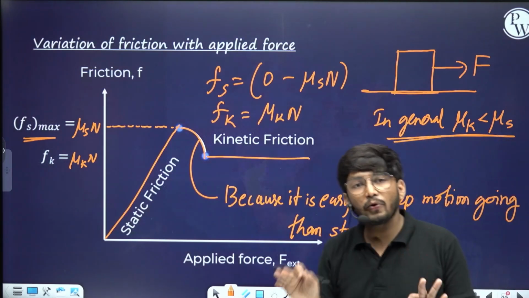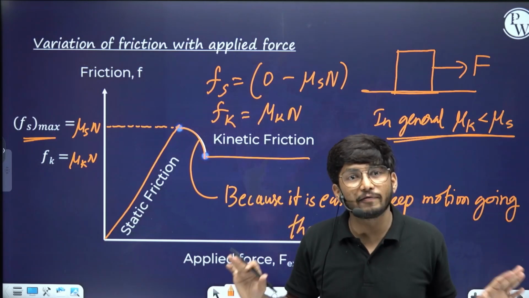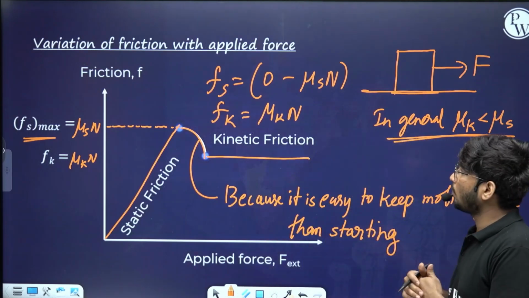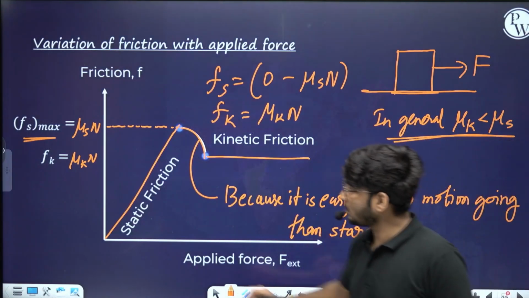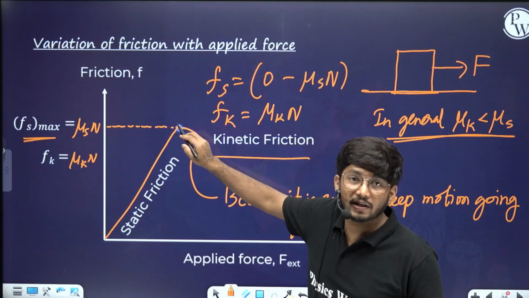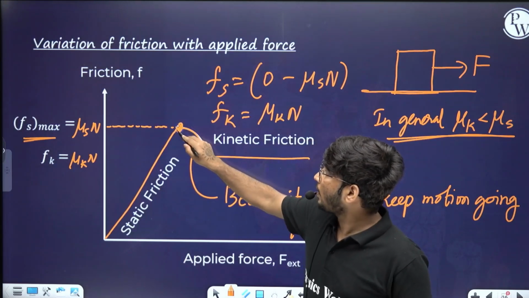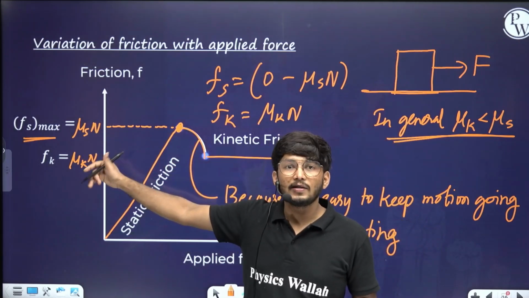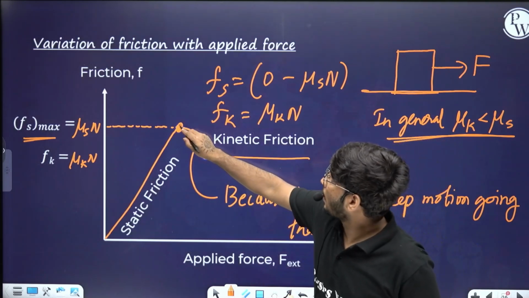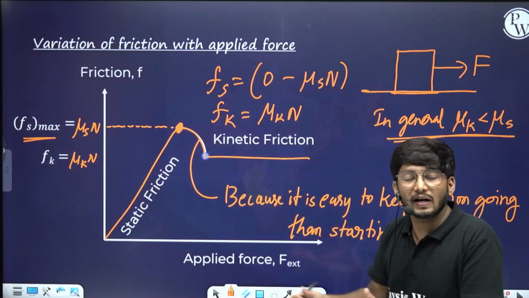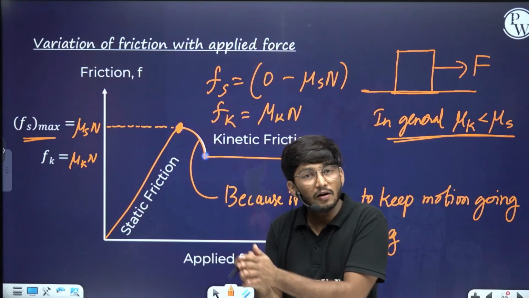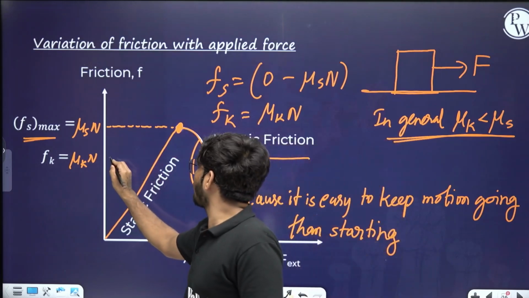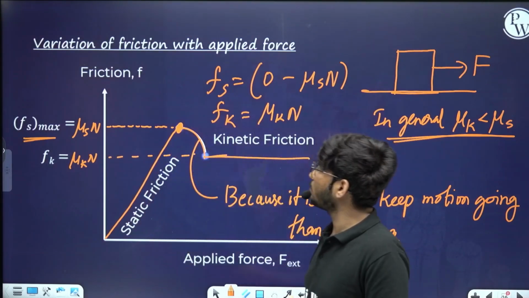But if mu k and mu s values are not separately given, we can treat mu k and mu s as both equal and solve the problems, correct. So as the applied force increases, static friction increases to a certain value, right. Once your applied force has reached mu s into n, static friction ceases and the body starts to move. When it moves, kinetic friction acts in the opposite direction to the motion, as a definite value mu k into n.